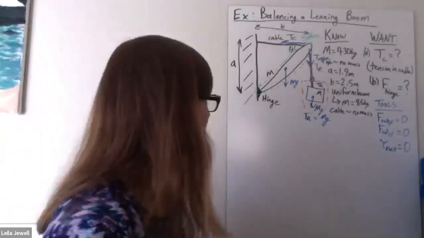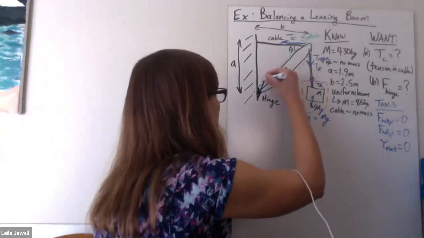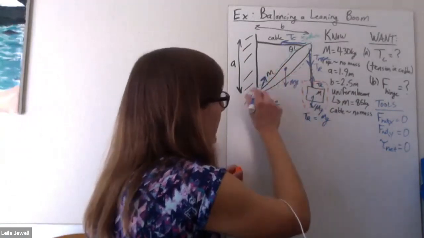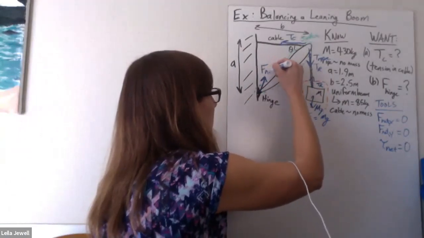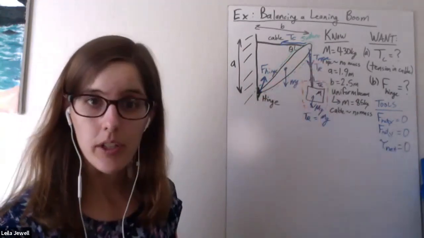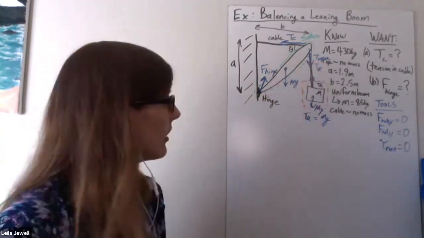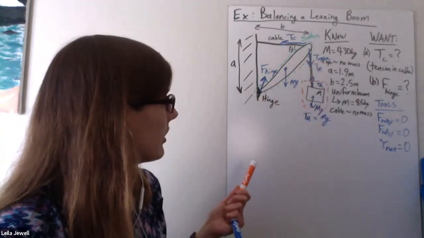So we don't actually know the direction of the hinge's force, but I'm gonna guess that it's something up and out. Move that out of the way. F hinge. It doesn't have to be along the beam, it can be some random direction there. So we've identified the forces here.